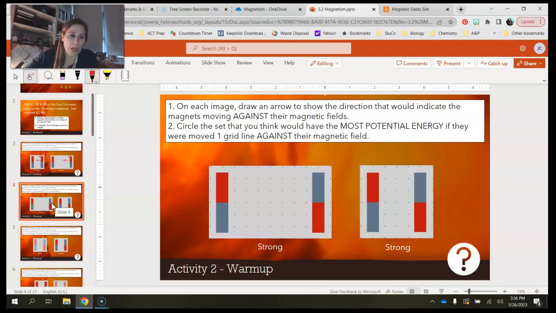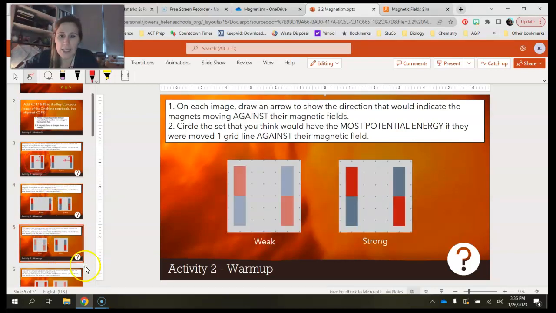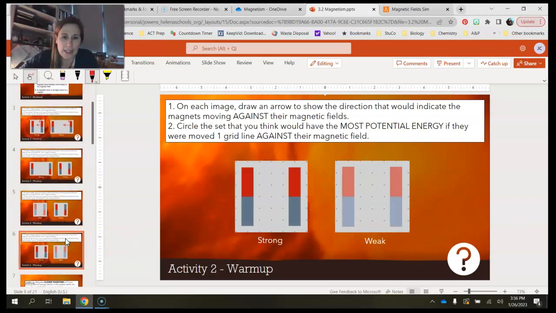For the next slide, slide 5, you have the same distance apart, but now you have a system of weak attracting magnets versus strong attracting magnets. Then slide 6 is a system of strong repelling magnets and a system of weak repelling magnets. Again, show me the arrows to show which way would be against the system. If we were to move that magnet one space with your arrow, which one is going to have more potential energy, the strong or the weak?